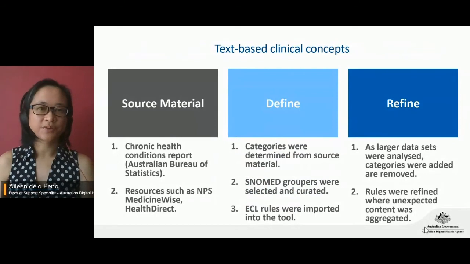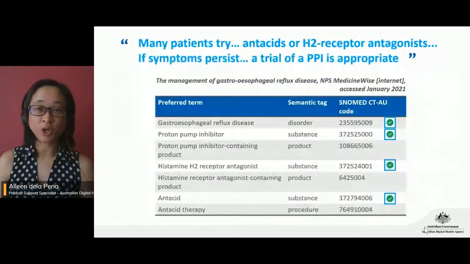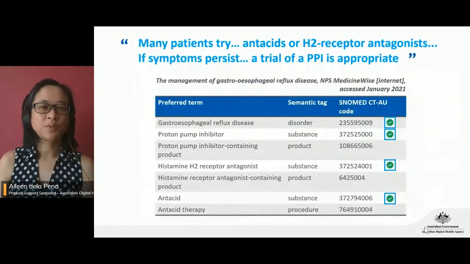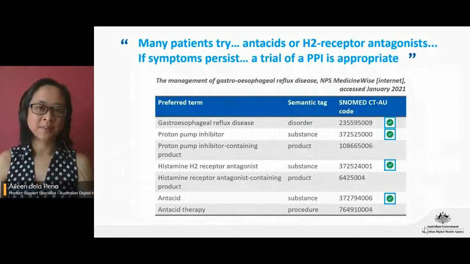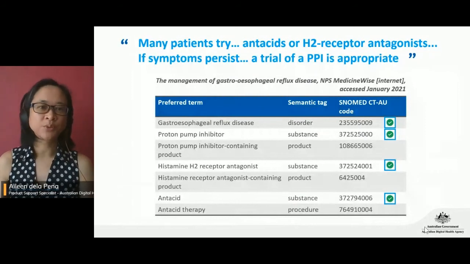So here is one of the chronic conditions we looked at, gastroesophageal reflux disease, or GORD, and we mapped antacids, H2 receptor antagonists, and proton pump inhibitors, or PPIs, based on our source material. In the table are the SNOMED codes that we used for the analysis, and the code for disorder is straightforward, but there were a few candidates on the medicine side. So we went with the substance concepts because that was the destination from the AMT substance map. And in the future, we would look to use concepts from the product hierarchy and possibly even the procedure hierarchy, where it refers to a regime or therapy. The next slide.